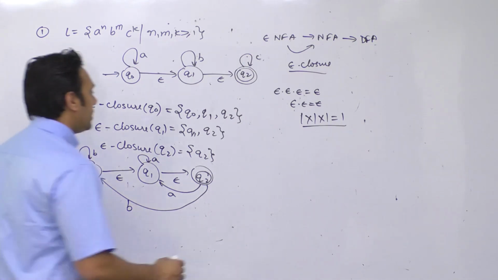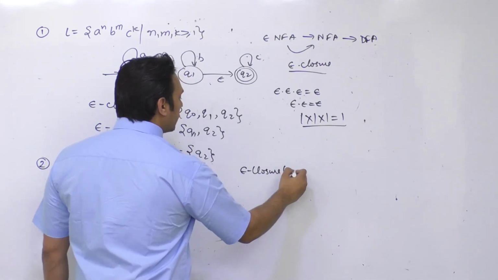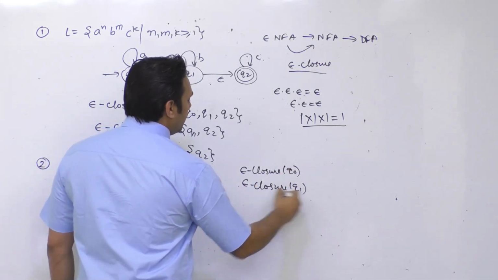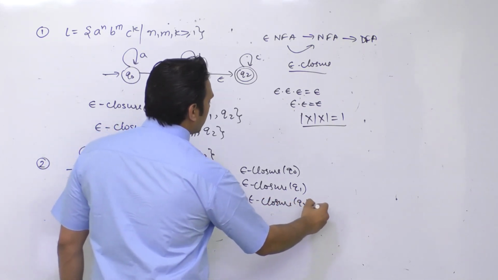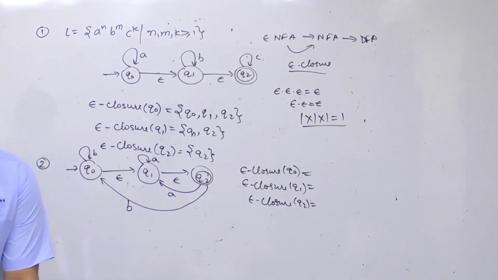Now tell me, what is the epsilon closure of the state Q0? What is the epsilon closure of the state Q1? And what is the epsilon closure of the state Q2? Please write in the chat window what is the epsilon closure of all of these states. सभी से आंसर चाहिए, so please write in the chat window.